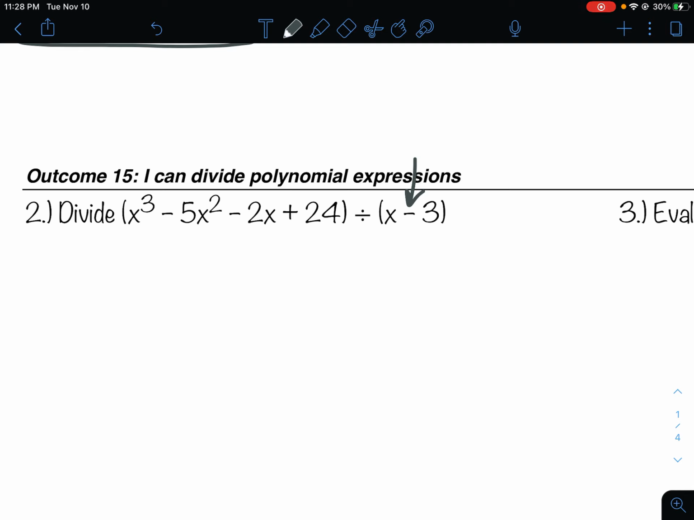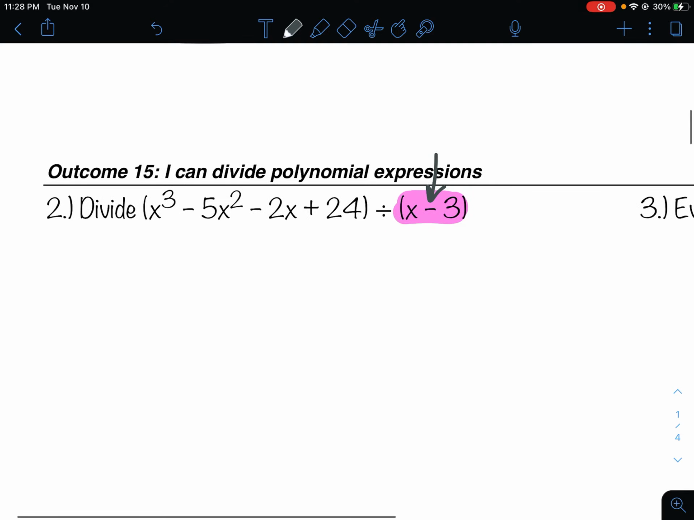What value of x would make this, that's called a divisor. The one on the left is called a dividend. The one on the right is called a divisor. So what makes my divisor 0? In this case, if I were to put 3 in for x, then that would make the divisor 0 because 3 minus 3 is 0. So once we know what makes the divisor 0, we're going to put that number in the corner.